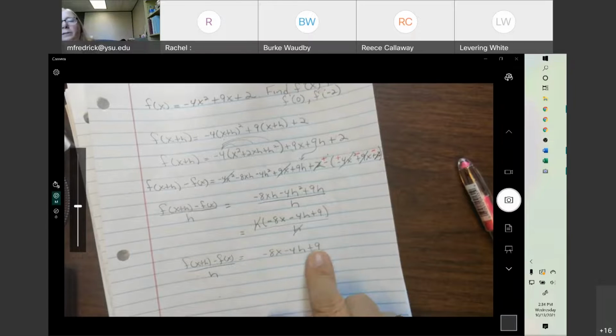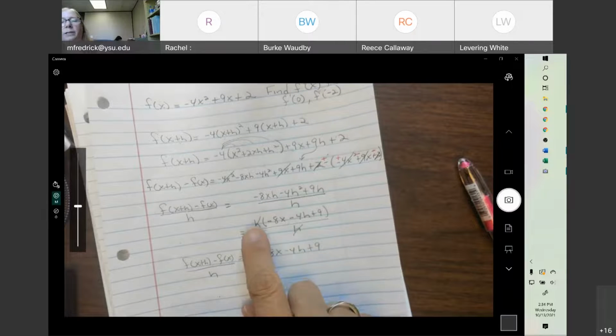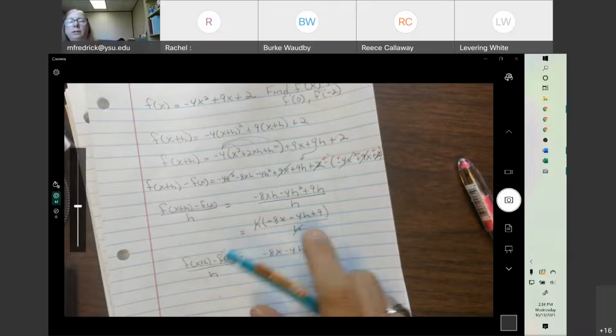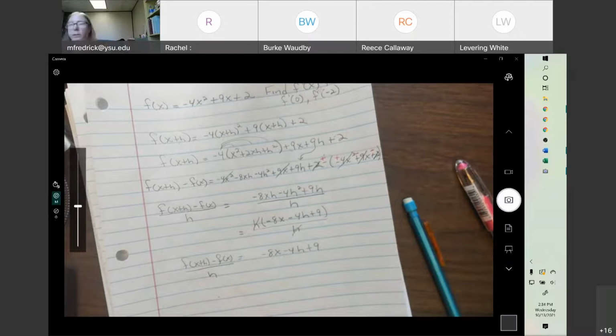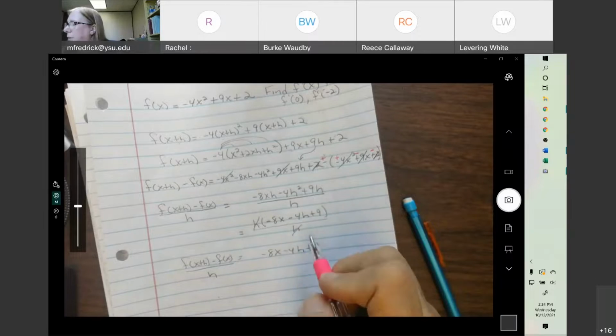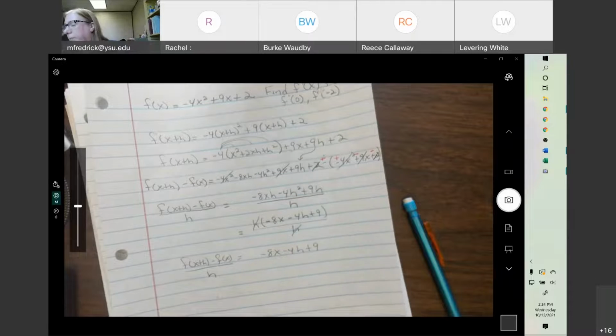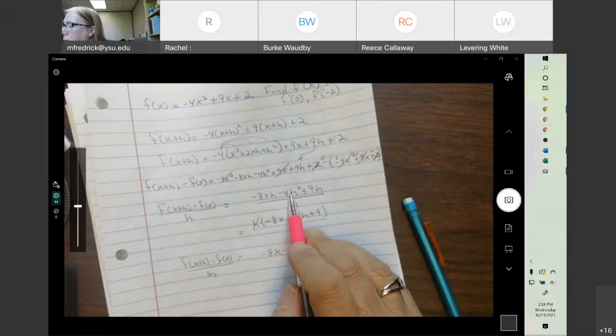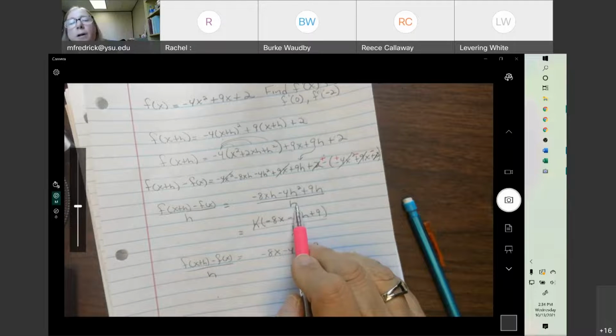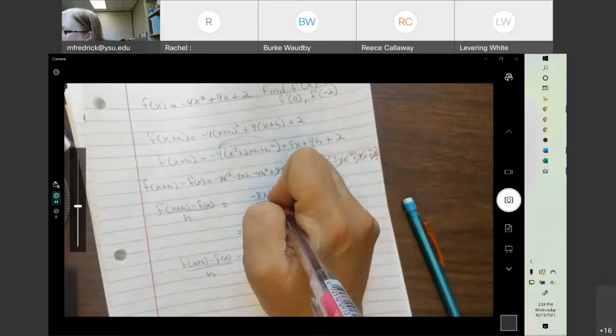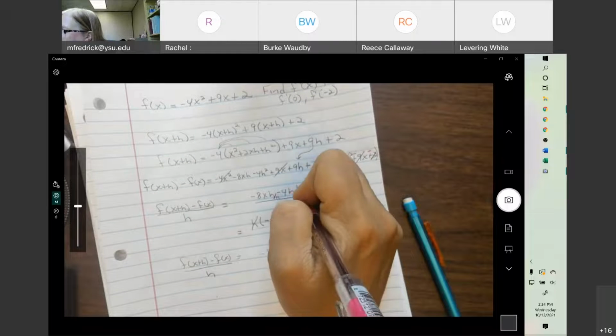Notice the terms, these are the terms that are left once we cancel these 2 h's. Any questions on that? Now, if you wanted to, instead of factoring, there's 1, 2, 3, 4 terms. All 4 terms have an h in them. So I can divide them all by h.